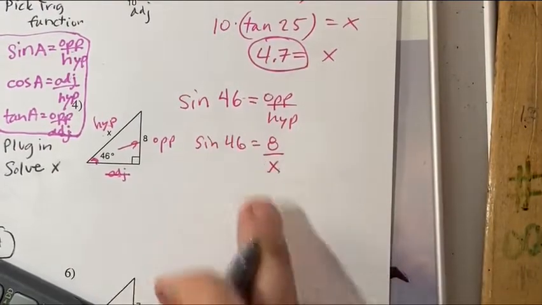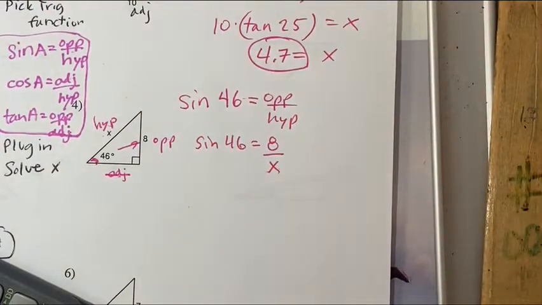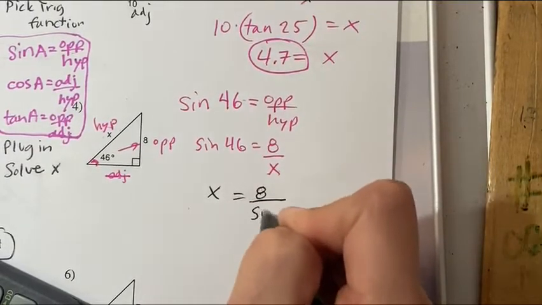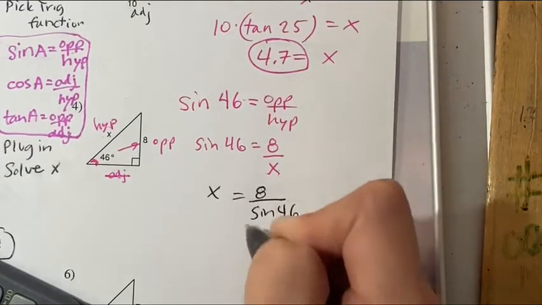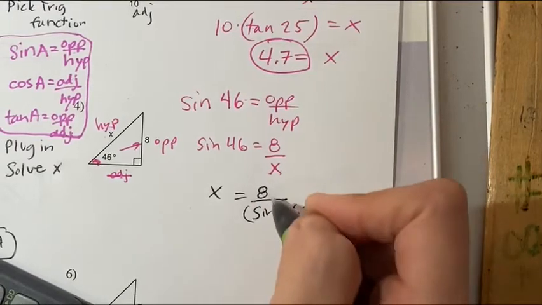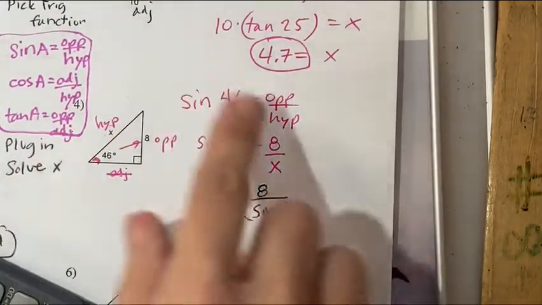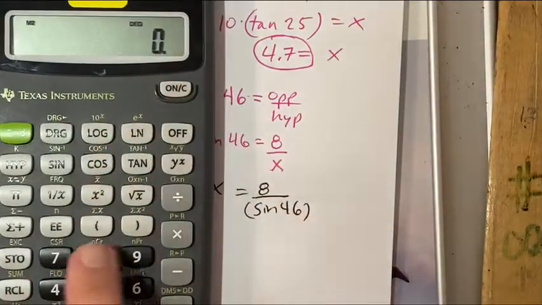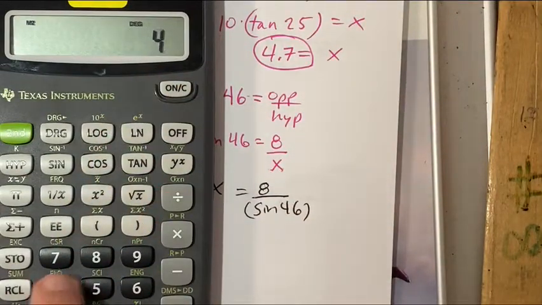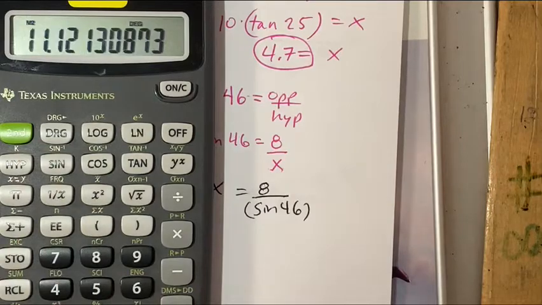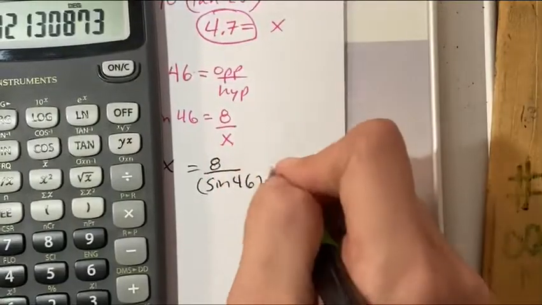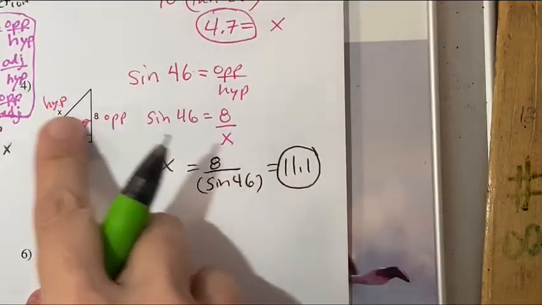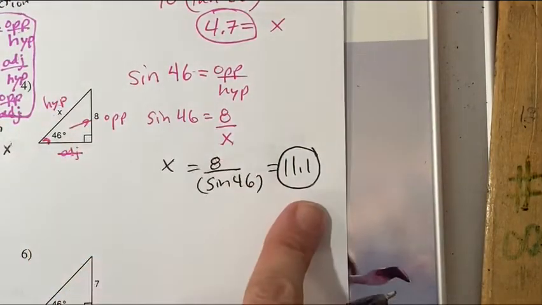Now I can do the criss-cross swap. So if I swap these places, I get x and that. Okay, so now I just have to be careful typing that into my calculator. What is 8 divided by the sine of 46? So 8 divided by 46 sine, enter, 11.1. And that's a little bigger than 8, so that makes sense.